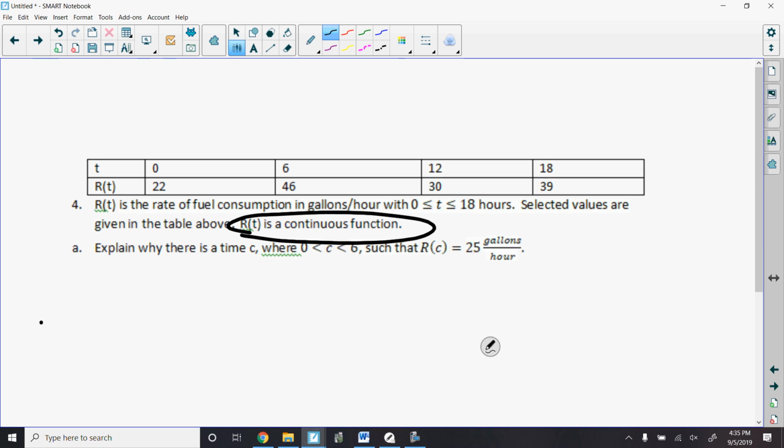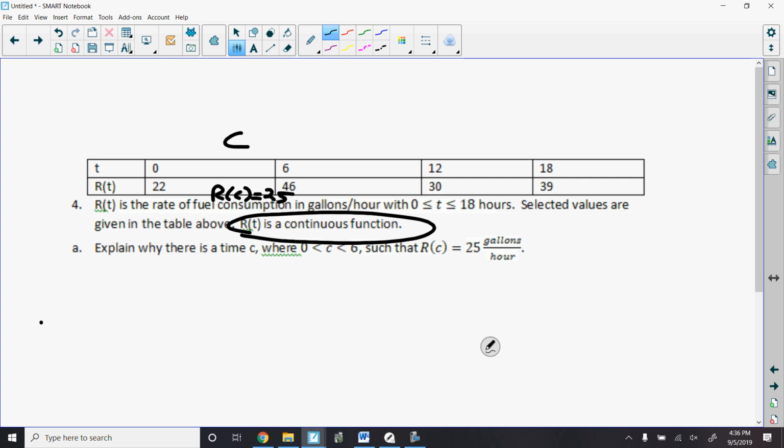So they're giving me a window here, 0 to 6, right? Between 0 and 6 on this table. So c is going to be somewhere between these two numbers. I want to know, is there an R of c equal to 25? Well, just thinking about this, to go from 22 to 46, do I have to go through 25? Well, the answer is yes, as long as the function is continuous, and the function is continuous. So I'm going to prove this using the IVT, the intermediate value theorem.